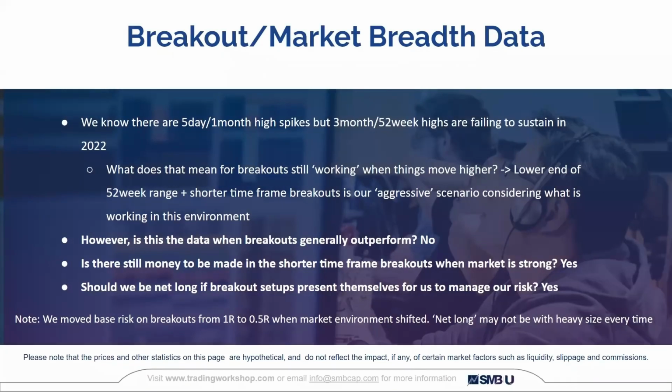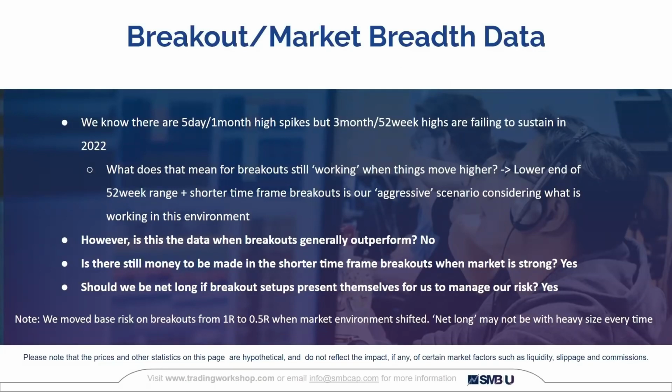Is there still money to be made in shorter time frame breakouts by adjusting not our execution, but our time frame and the context that we're trading? Yes. Should we be net long if breakout setups present themselves, so we manage our risk? Yes. When the environment shifted, a little note: moving base risk on breakouts down is a great idea. So we downgraded base risk, our initial risk, from 1 hour to half an hour.